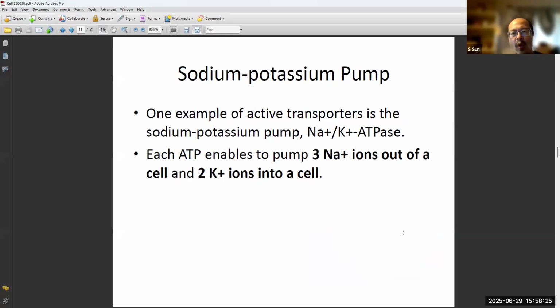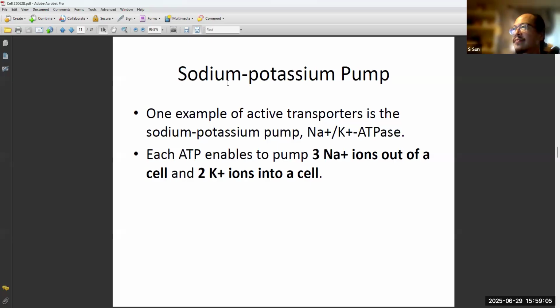The second thing is, what does it do? It's a sodium potassium pump. So it pumps sodium and potassium. What specifically does it do? For each ATP, for each energy that this pump collects, it will pump 3 sodiums out of the cell and 2 potassium into the cell. You need to remember these numbers because they are important. 3 sodiums out, 2 potassium in.